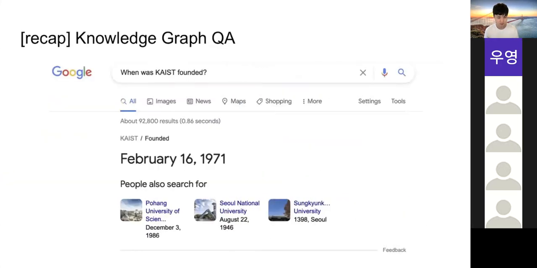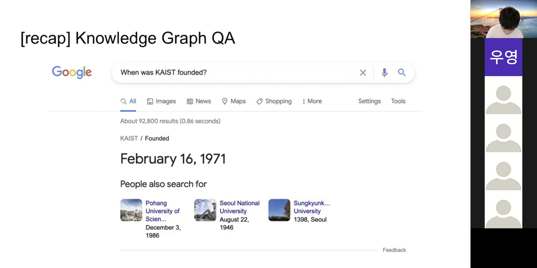So what's one popular example? Knowledge graph QA. If we want to ask a question, when was KAIST founded? We can approach this problem as machine reading comprehension, which was your assignment two, right? And if we are able to find a good document that contains the answer, then we might be able to get the answer from the document as a span. But a more popular or more preferred approach in general for these kinds of factual questions is framing the problem as a semantic parsing problem, where you try to map the question to a logical form, KAIST/founded.